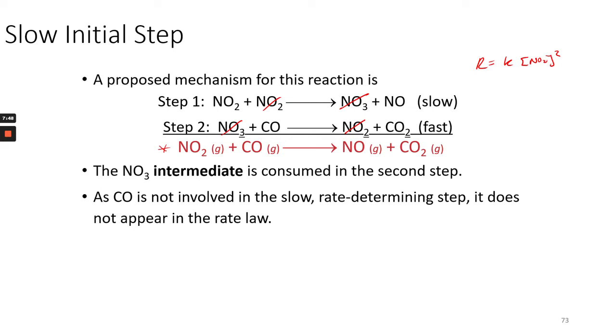The NO3 is an intermediate. It is produced and then immediately used up. So intermediates are produced, then immediately used up. And notice in our slow reaction there is no CO, and that is why it's not in the rate law, okay? Remember, the slow step is your rate determining step, and that is the one that you get the rate law from.